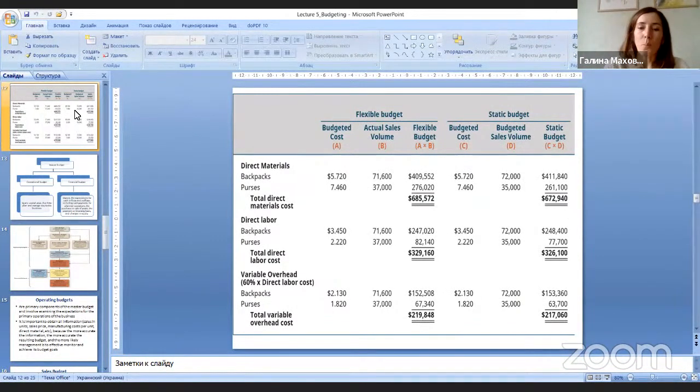You will not use this flexible budget for making decisions, but it will help you find the reason why we have results which differ from our plan. It's not only a comparison between plan and fact, we also compare plan and flexible budget, flexible and fact, and this gives us the opportunity to find the reason for variances. But it's another topic, it's not today's topic, okay?